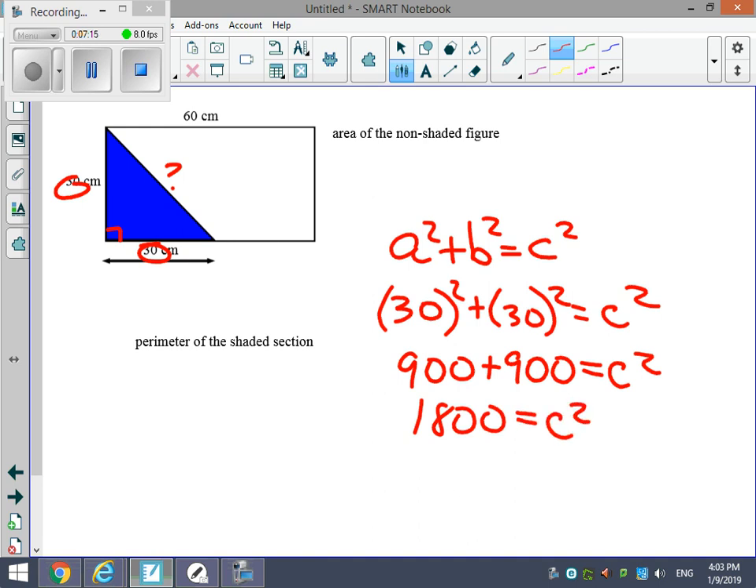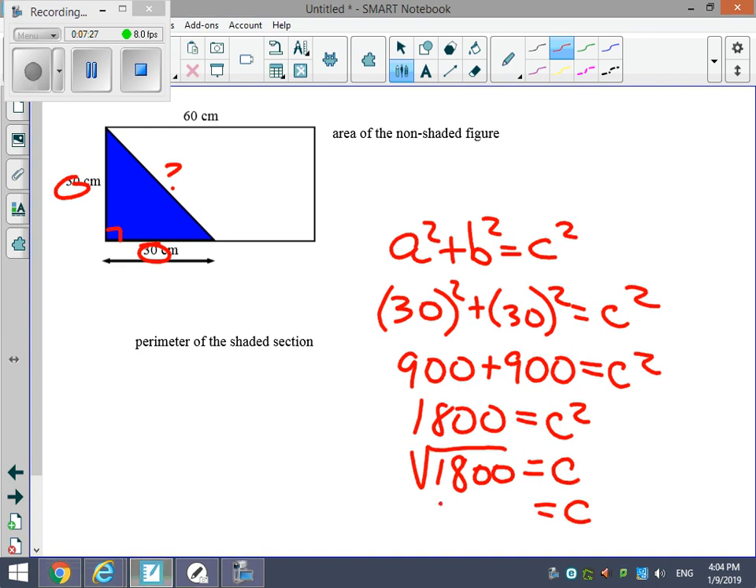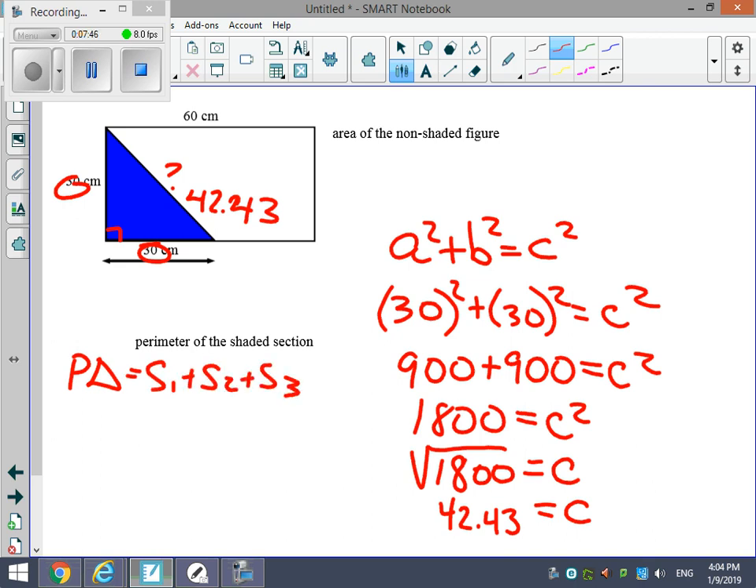And now when we want to find what just the hypotenuse is, we have to take the square root of 1,800. And it tells us that the length of that hypotenuse is 42.43. We'll put that over there on our picture. So when we're doing the perimeter of that triangle, we simply do P of the triangle equals side 1 plus side 2 plus side 3.